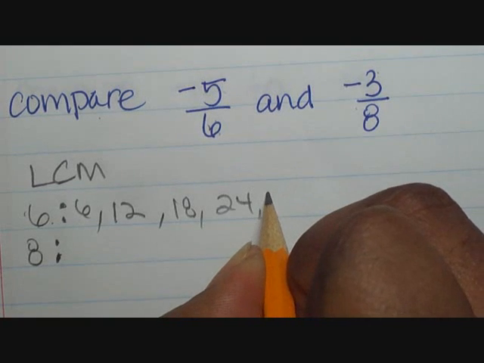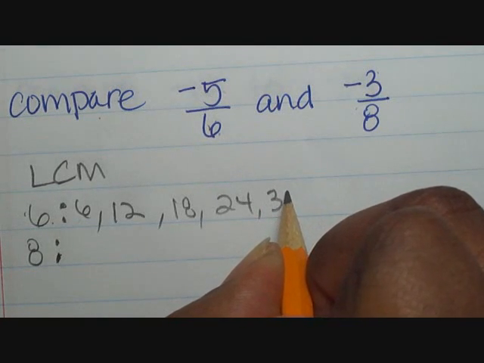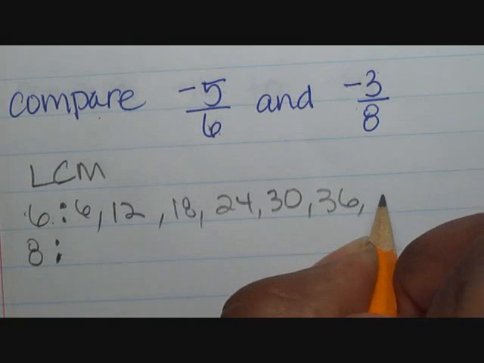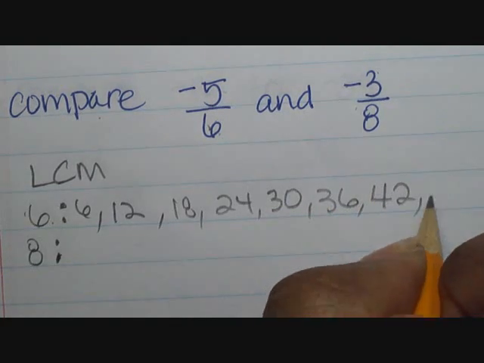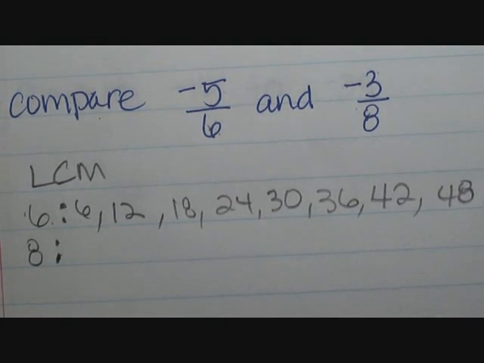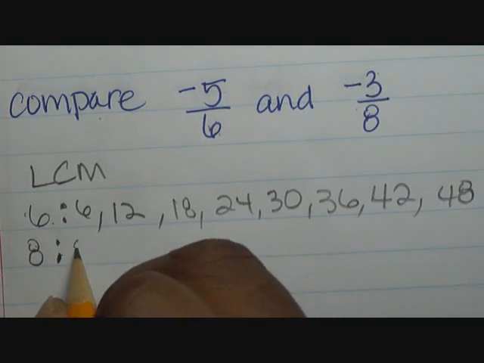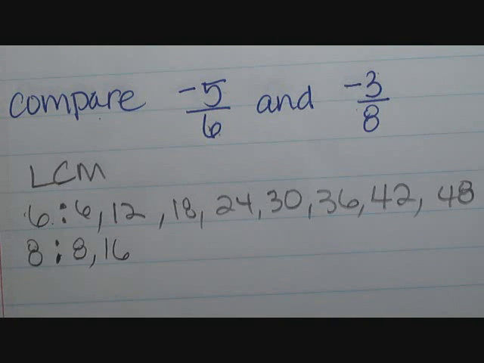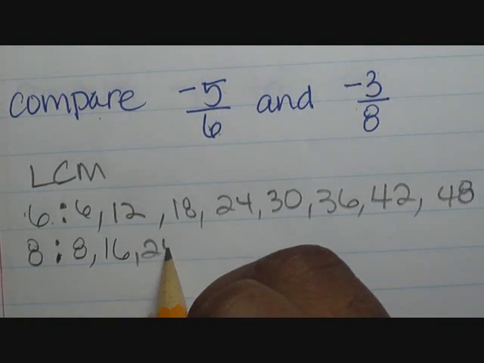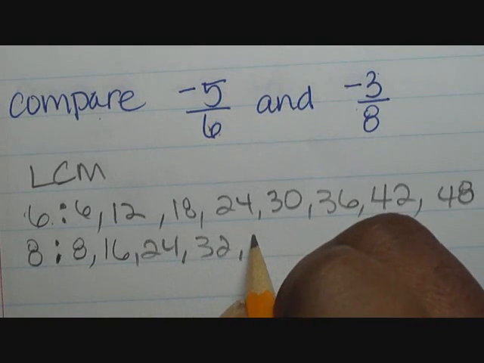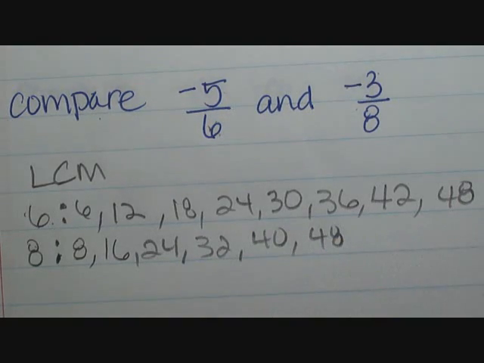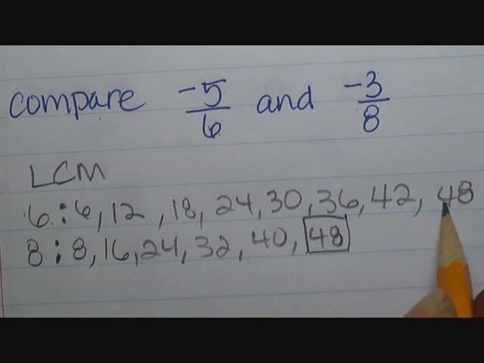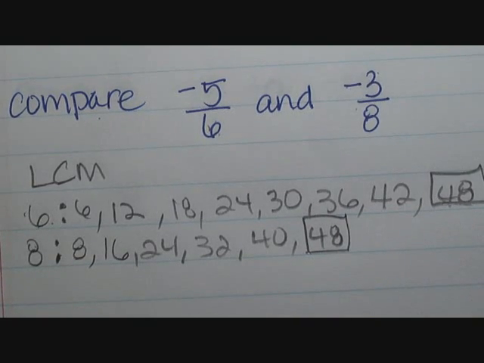So 24, 30, 36, 42, 48, and I think that's far enough. The next one is going to be 8 times 1 is 8. 8 times 2 is 16. 8 times 3 is 24, and we keep going until we find a match. There's 48 here and 48 here. So the least common multiple of 6 and 8 is 48. So that will become our common denominator.